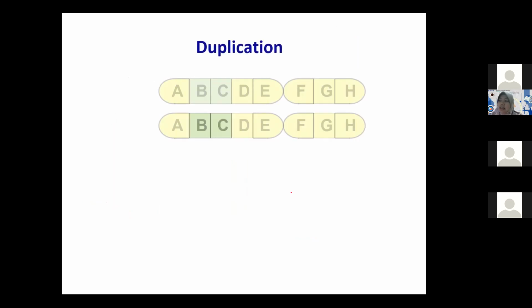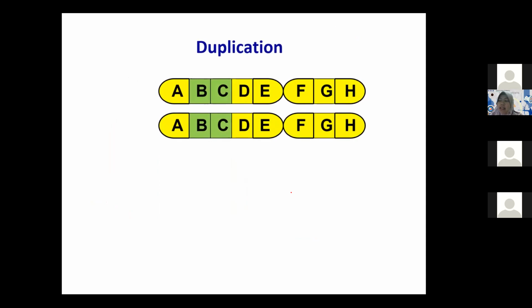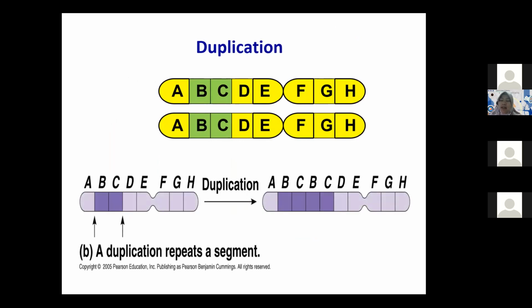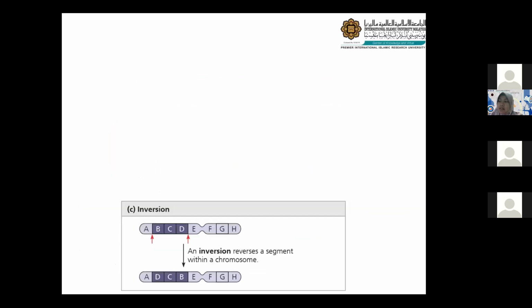Right? Tengok ni. Segment of homologous chromosome. So tak semestinya dua-dua pair akan berlaku. Salah satu berlaku pun dia akan memberi kesan jugalah, right? One of the homologous pair. Okay. So segment B and C duplicated. Okay, you can see here B, C, B, C, D, E, F, G, H. Okay, right. Okay, last one, inversion.